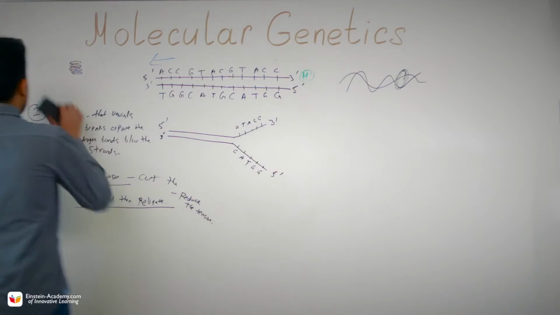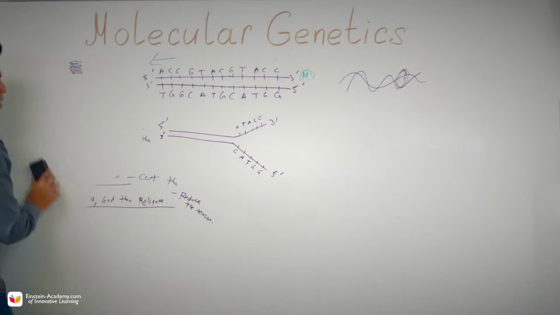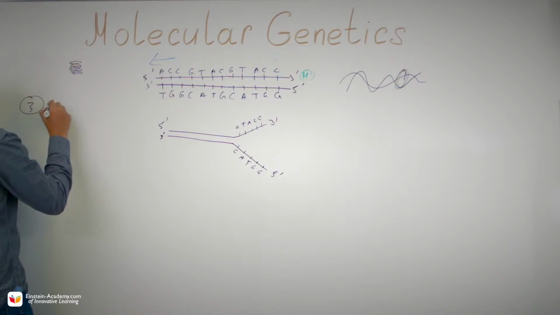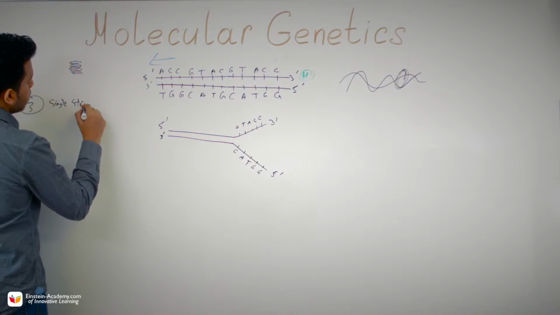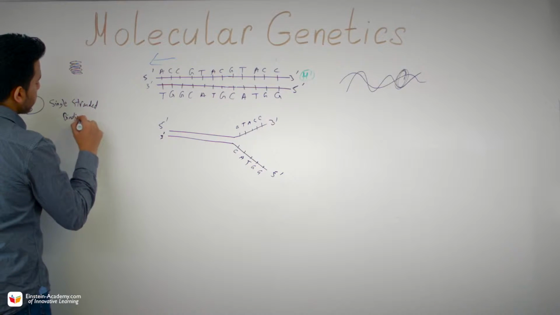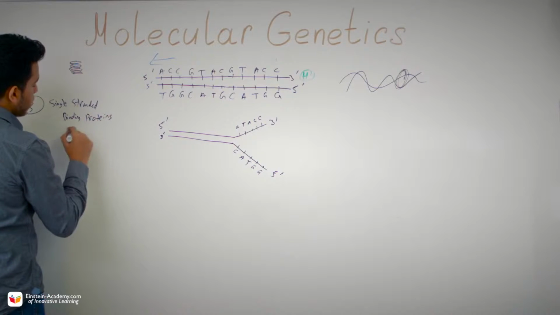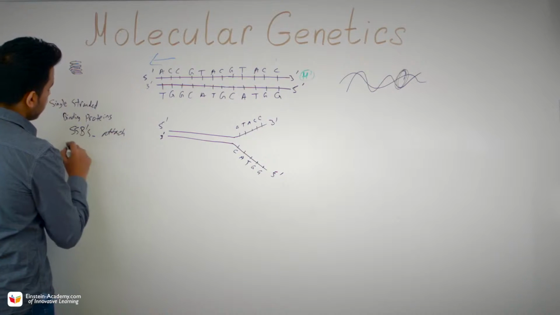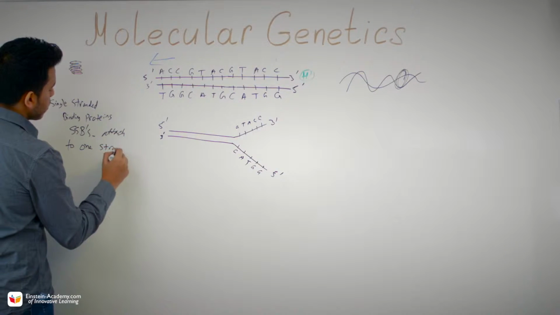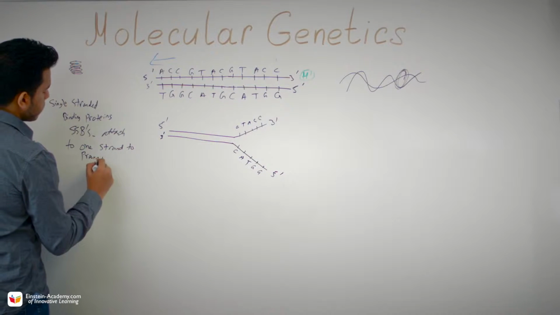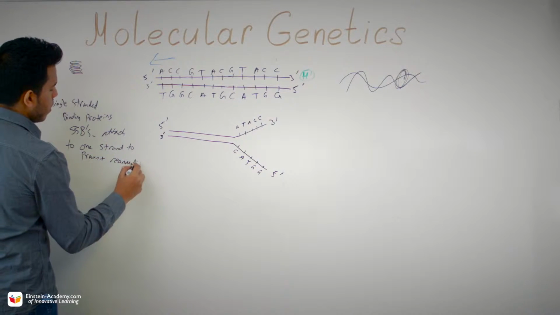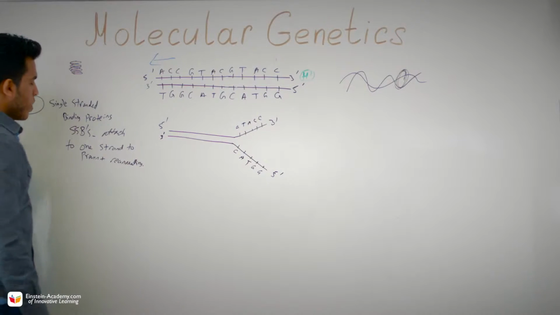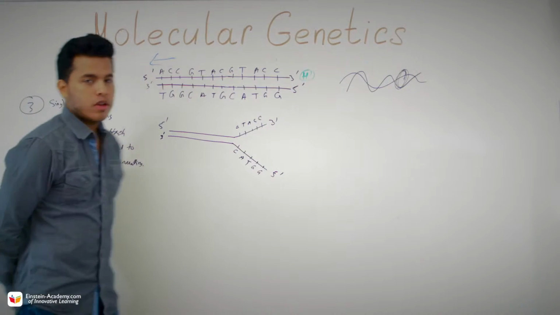The next protein you should know about is something called SSBs, single-stranded binding proteins. What is that? Sometimes on your exam you will see it noted as SSBs, and these guys will attach to one strand to prevent reannealing. What does this mean? They attach to one strand in our double-stranded DNA sequence to prevent reannealing of the strands.